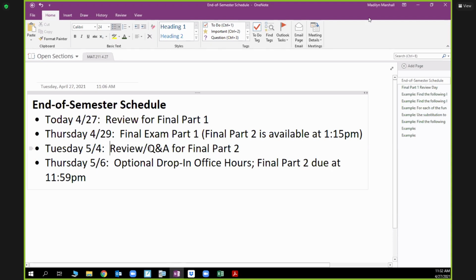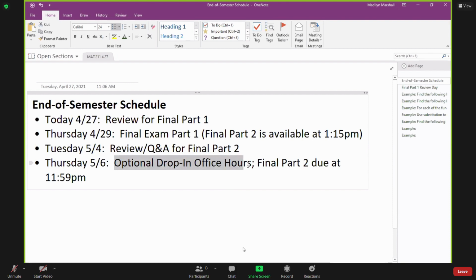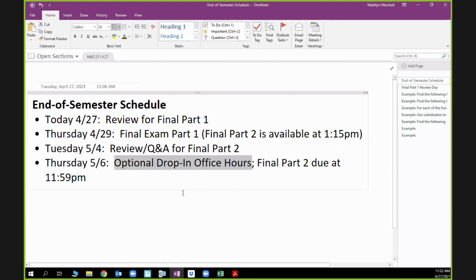Hand as well, but it's best if you have questions to ask after looking at it. And next Thursday, no real class, but I'll just be in the Zoom meeting for optional drop-in office hours if you want to drop in and ask some last-minute questions about the final. And that part 2 will be due at 11:59 that day. So that is the plan.